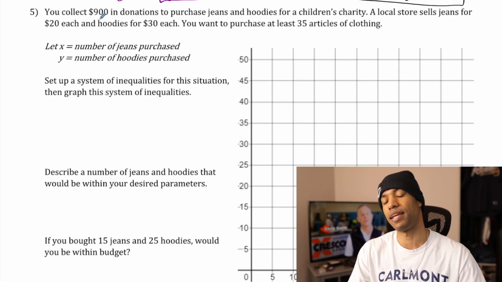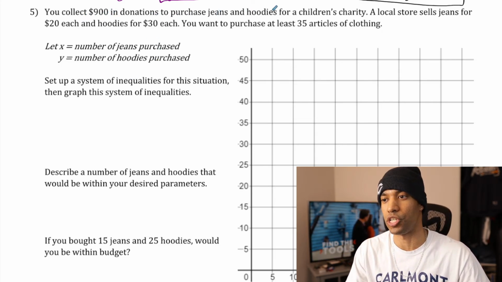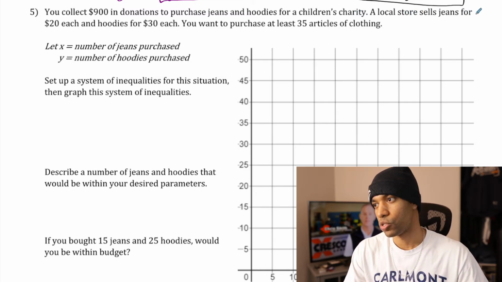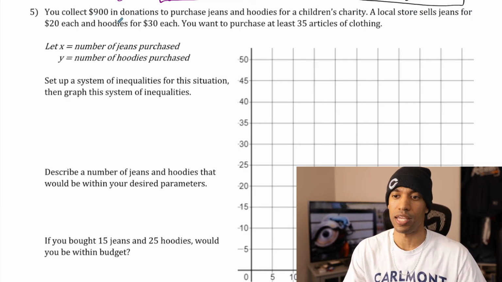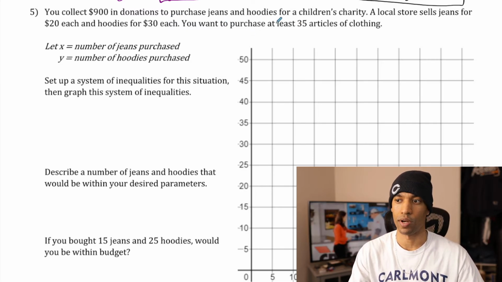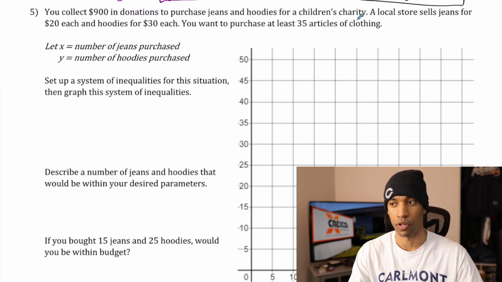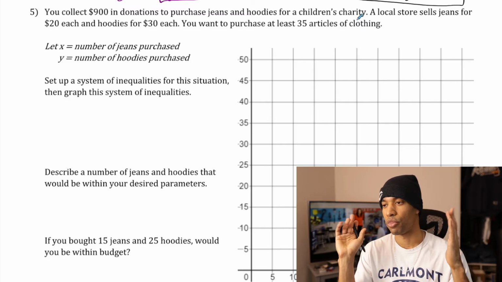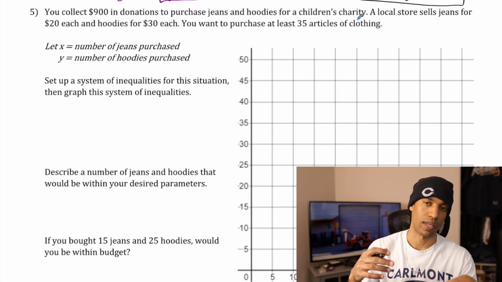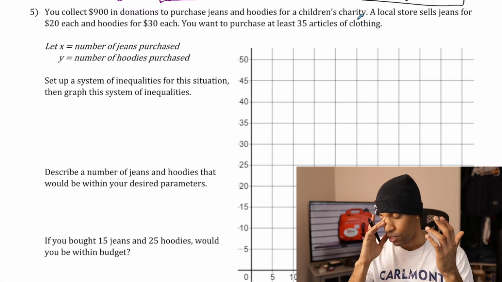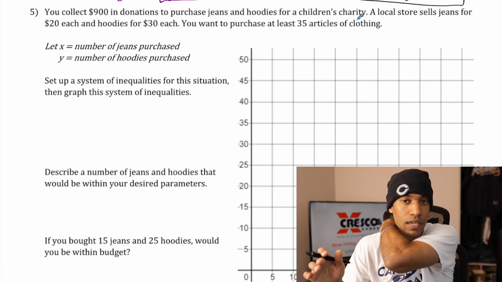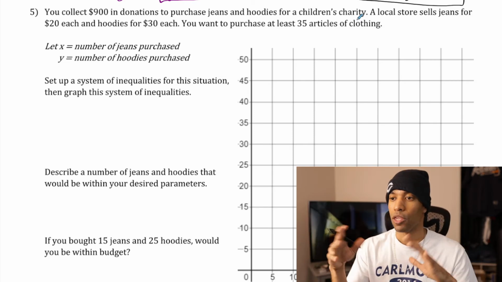Okay, you collect $900 in donations to purchase jeans and hoodies for a children's charity. A local store sells jeans for $20 each and hoodies for $30 each. You want to purchase at least 35 articles of clothing. So you can buy all 35 hoodies, if you can afford it, or no jeans or more. You could buy 50 of something like that. If you can afford it, you want to purchase at least.